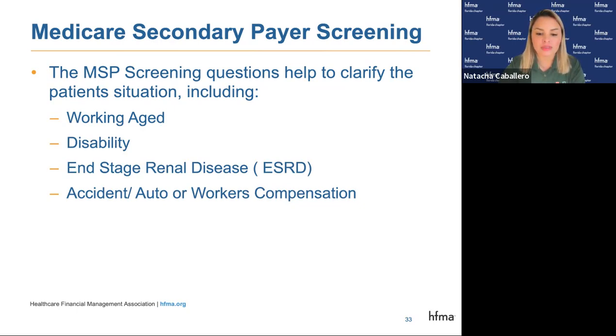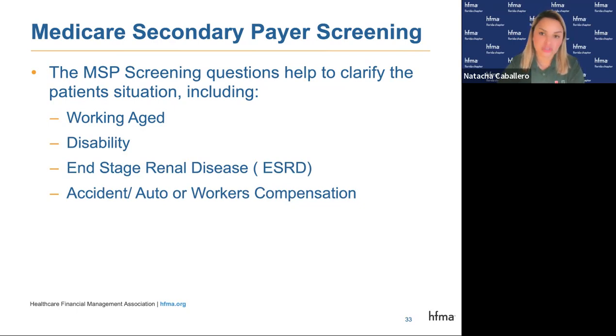And so some of the details for this questionnaire, for example, if a patient or spouse is working and is over the age of 65 and has chosen to take the group health plan, and they don't have to, it could be offered as supplemental, and the employer for that group health plan has more than 20 employees, then that group health plan is primary over Medicare.